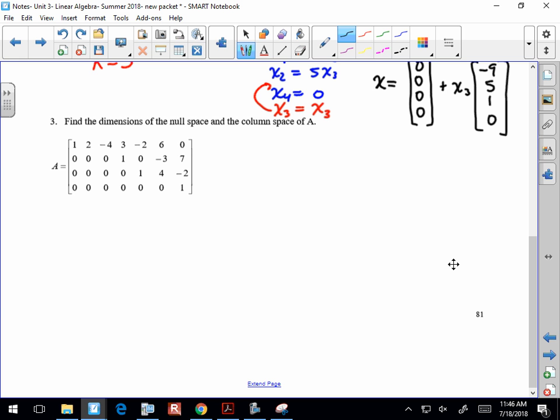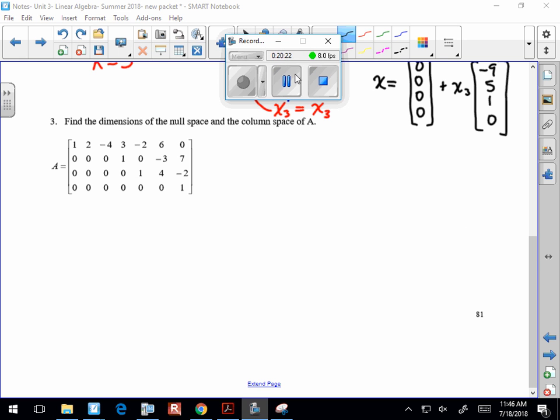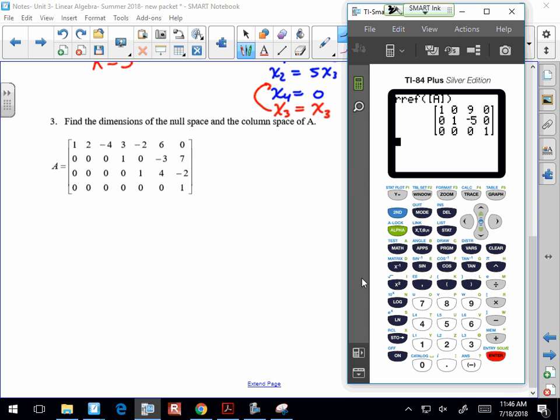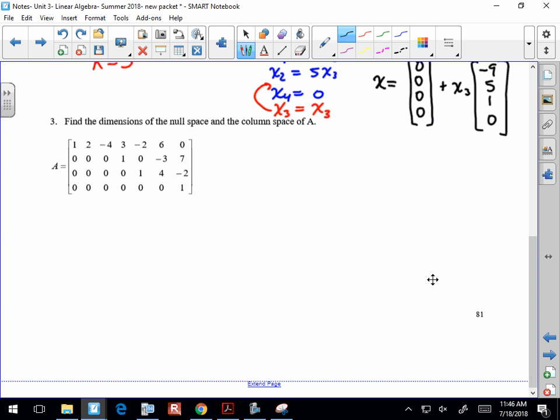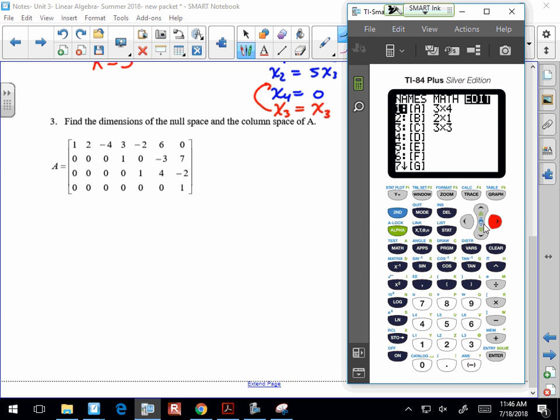All right, so dimensions of the null space and the column space. Oh, that's not my calculator. That's my calculator. Is it? Oh yeah, it's good to go. Look at that. That's awesome. No? Oh, it's terrible. Ugh.